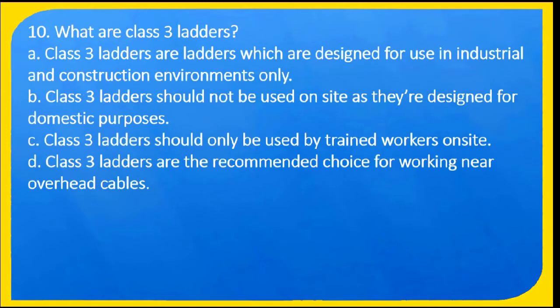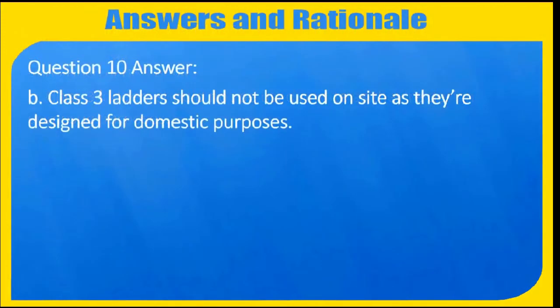Question 10. What are Class 3 ladders? A. Class 3 ladders are ladders which are designed for use in industrial and construction environments only. B. Class 3 ladders should not be used on-site as they're designed for domestic purposes. C. Class 3 ladders should only be used by trained workers on-site. D. Class 3 ladders are the recommended choice for working near overhead cables. Question 10. Answer B. Class 3 ladders should not be used on-site as they're designed for domestic purposes.